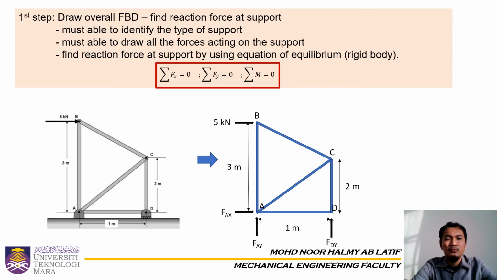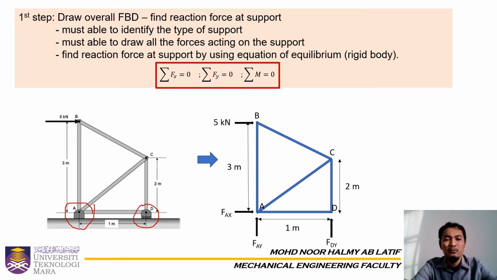First step is to draw the overall free body diagram. Here, we must identify the type of support that we have. In the question, it clearly states that we're going to have a pin support at A and a roller support at D. So we draw the forces acting on the support based on the type of support that we have.